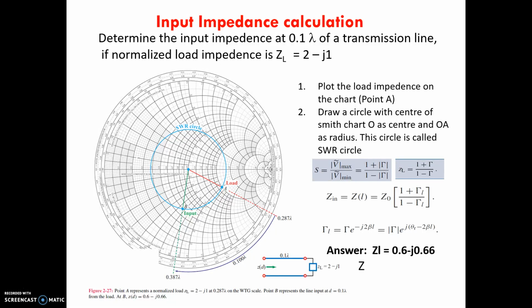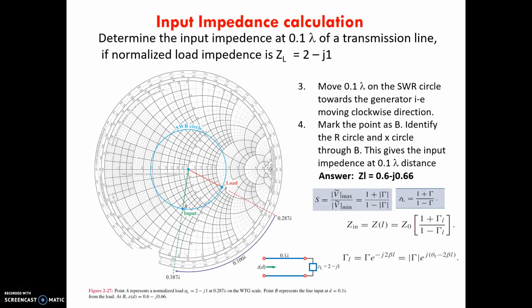Determine the input impedance at 0.1 lambda of a transmission line, if the normalized load impedance is ZL equal to 2 minus j. As a first step, we need to plot the load impedance on the chart, indicated by the point A. The second step is to draw a circle with the center of the Smith chart O as center and the line segment OA as radius. This is the circle which is drawn. This circle is known as the SWR circle.